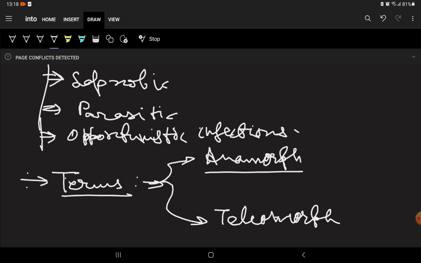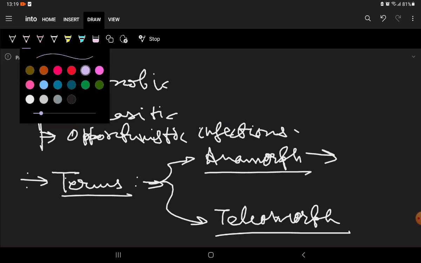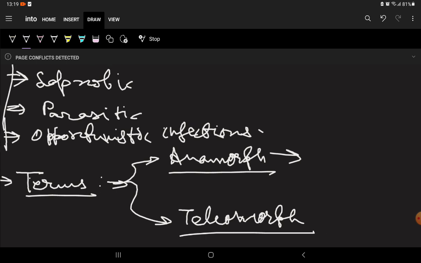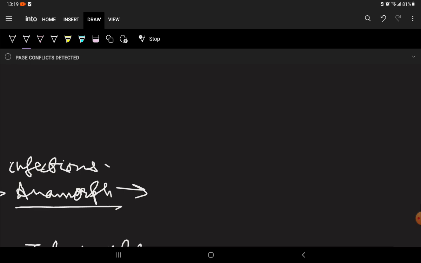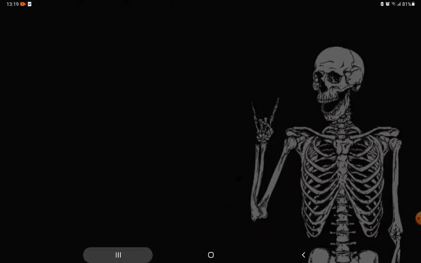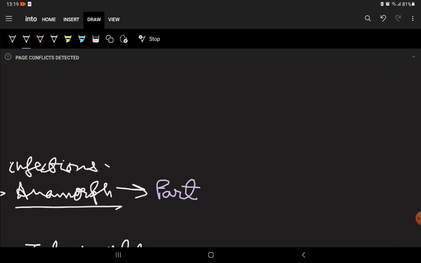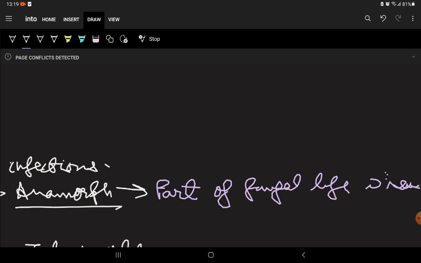Anamorph and teleomorph. If we talk about anamorph, it is used to represent that part of the fungal life cycle when it is reproducing asexually.